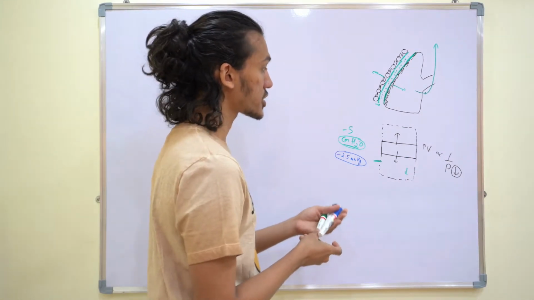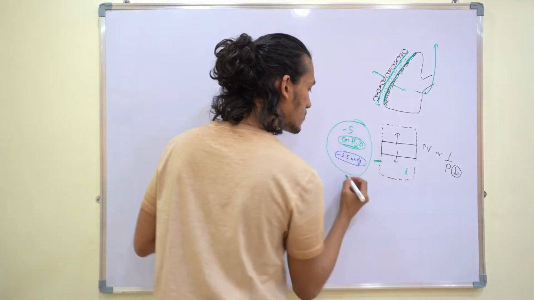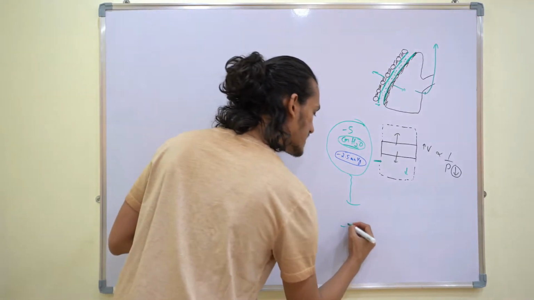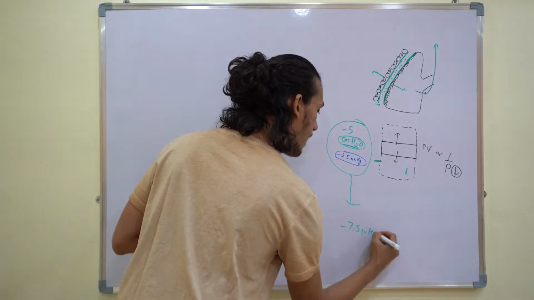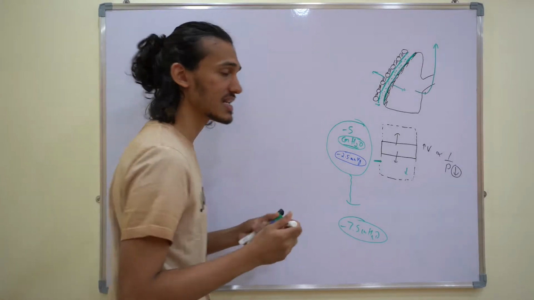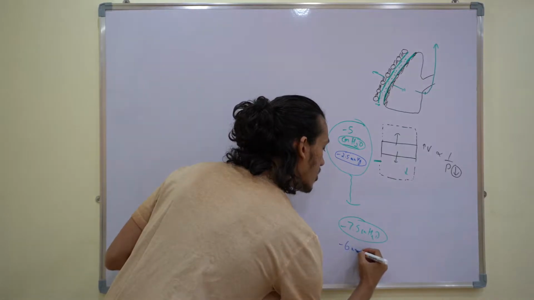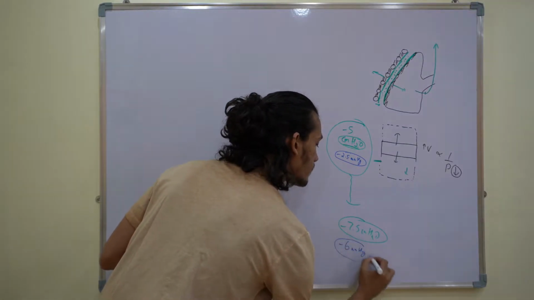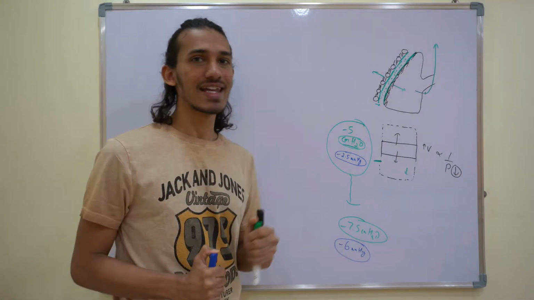So this pressure from -5 goes to minus 7.5 centimeter of water, or the value given in Ganong, minus 2.5 to minus 6 millimeter of mercury. So keep a note of both these values.